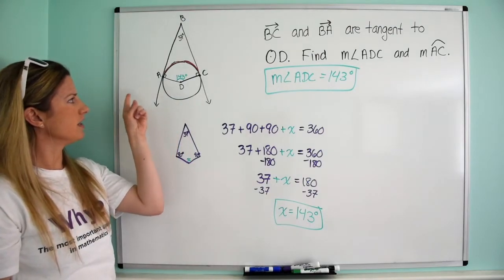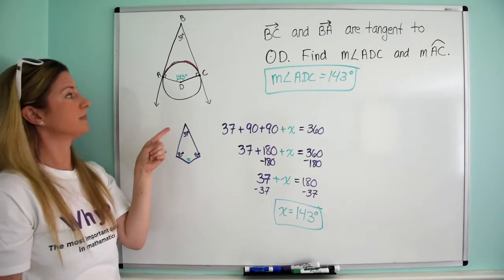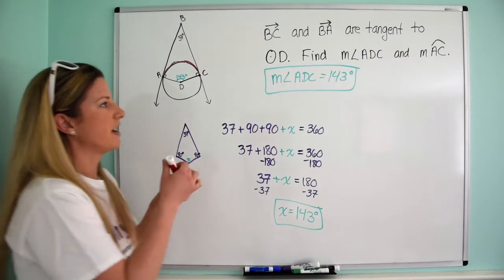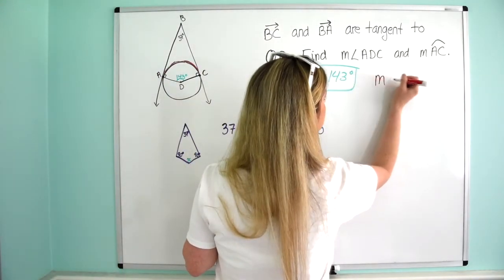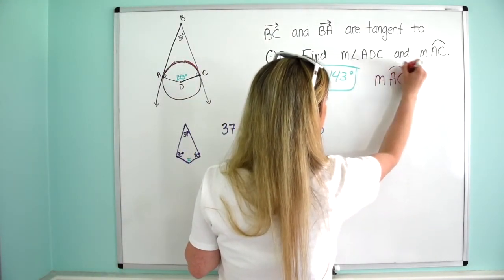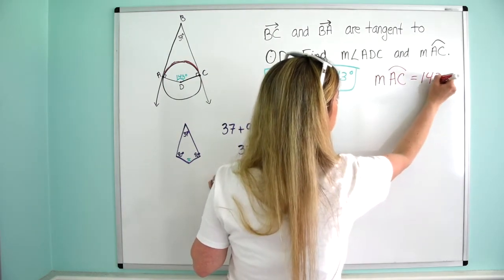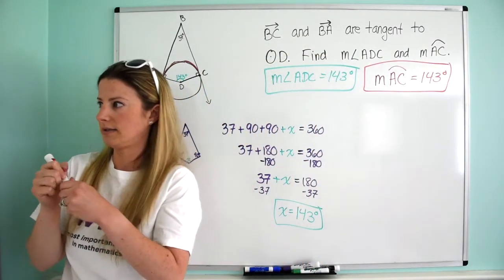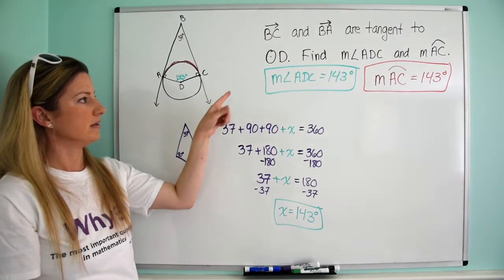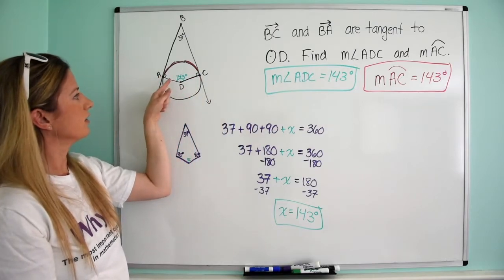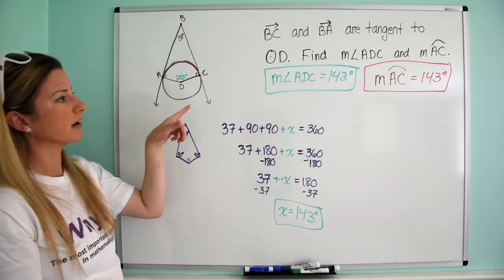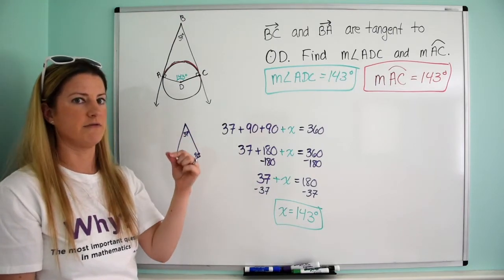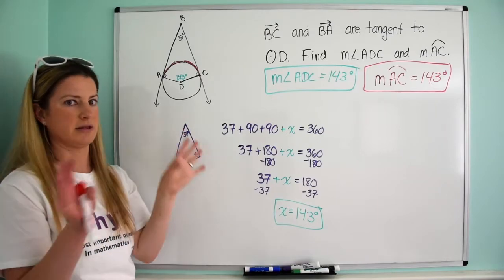The measure of the arc that the central angle intercepts is the same. It has the same degree measure. So I'm just going to say that the measure of arc AC is 143 degrees, and that really is the answer, because the central angle and its intercepted arc have the same degree measure. Remember, this is the measure of the arc, not the length of the arc. The length of the arc is something different.